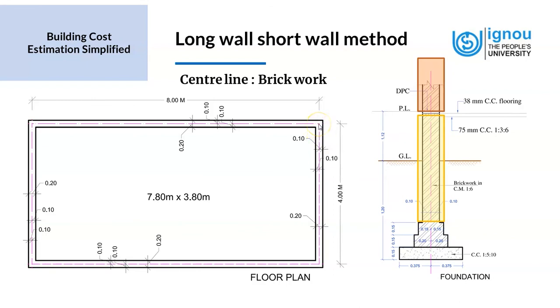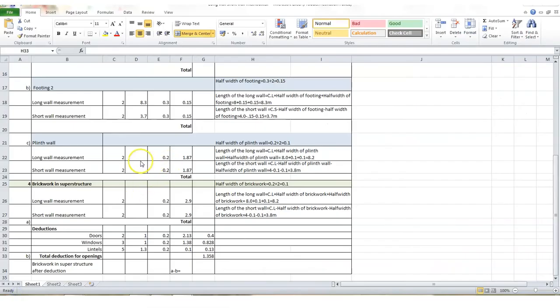And since the half width of the wall is 0.1, we add 0.1 plus 0.1 to 8 meters for the long wall. And then we subtract 0.1 and 0.1 from the short wall. So let's go back to the measurement sheet and see how that is entered into the Excel sheet. For the plinth wall, the measurement is 8.2 meters. We enter 8.2 here, and then we have 3.8 meters here.